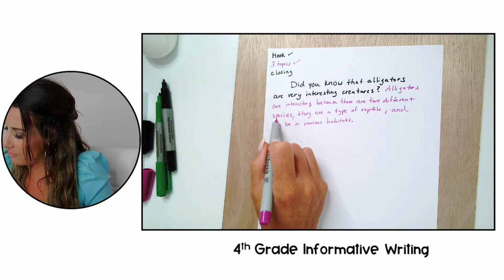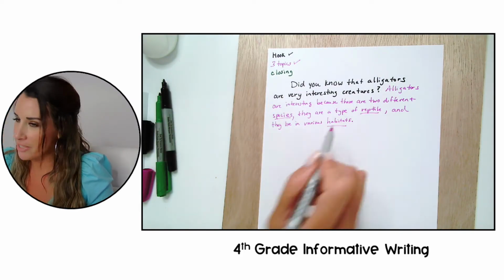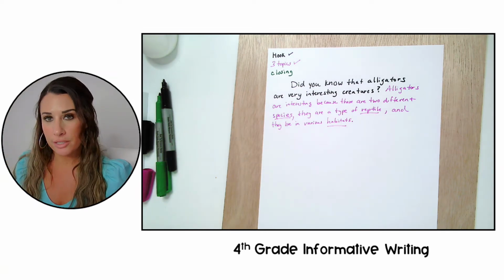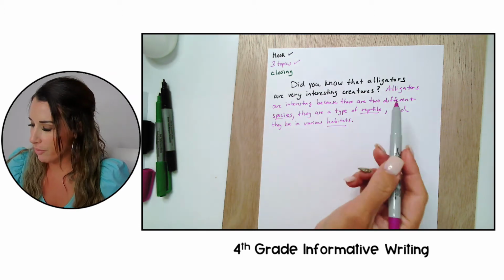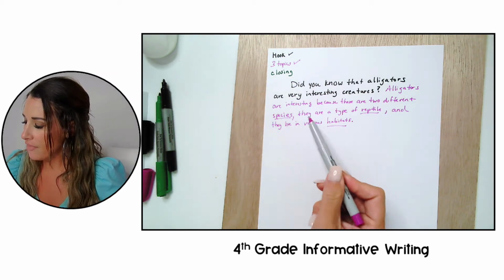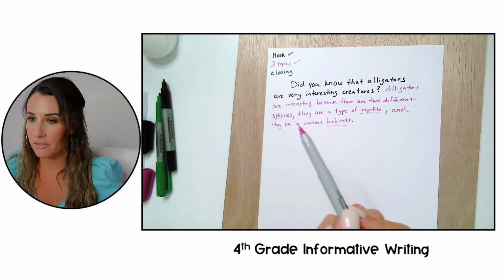So you can see right here I have species, reptile, and habitats. And again, I didn't just put alligators are interesting because species, comma, reptile, comma, and habitats. That doesn't make sense. I had to put words around it. There are 2 different types of species. They are a type of reptile, and they live in various habitats.